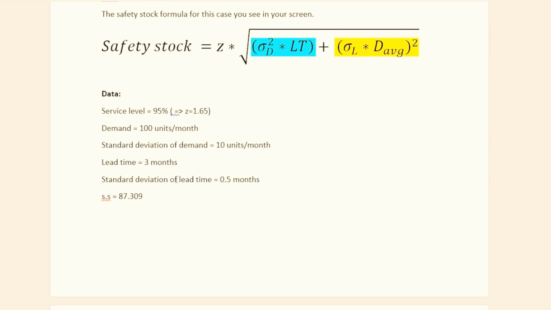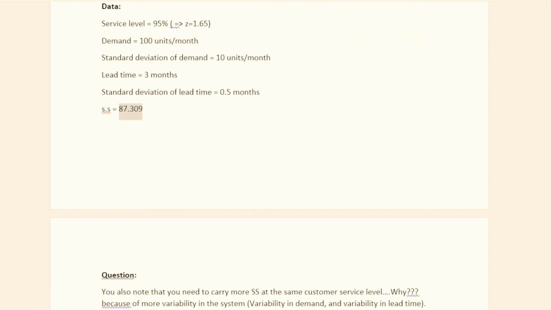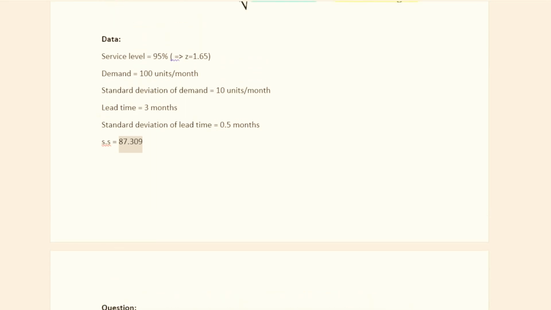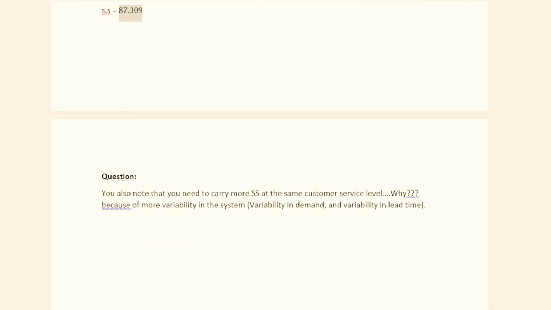Standard deviation of lead time, I assume 0.5, just to make things simple. When you put all these values in the safety stock formula, you get 87.3. In other words, you would need at least 88 units in safety stock to support a 95% service level. So 95% of the time you would be able to support customer orders.